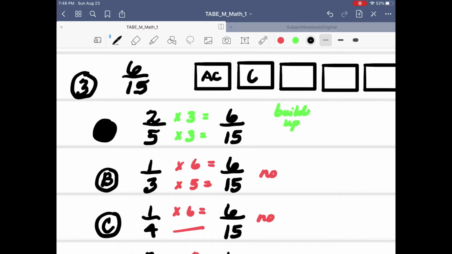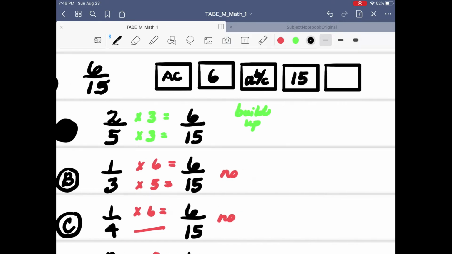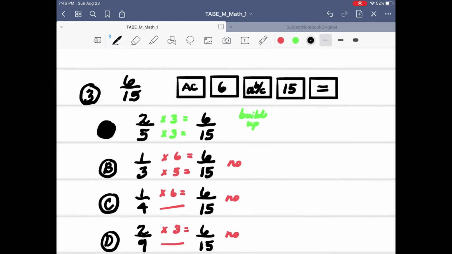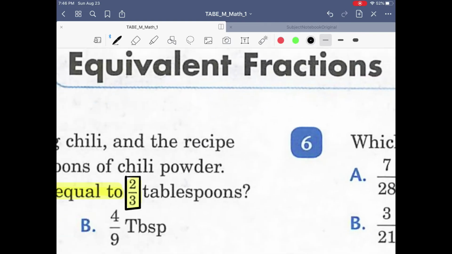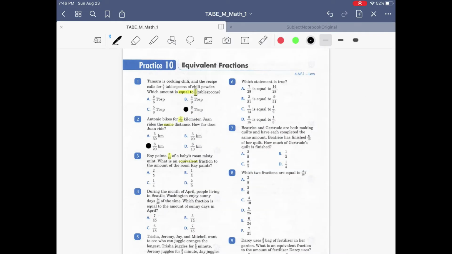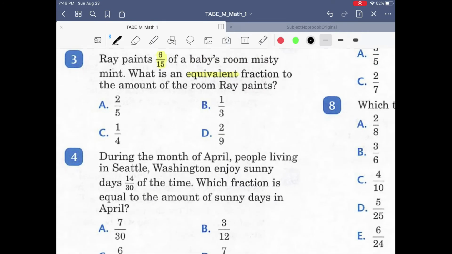Let's see. It would be all clear. And we want to take that 6 ABC 15 and reduce that. So you just press equals and it will bring you down to 2/5. So on that one, if you have a calculator, it will help you. The answer to number 3 is A.